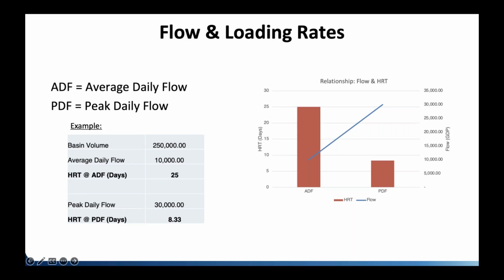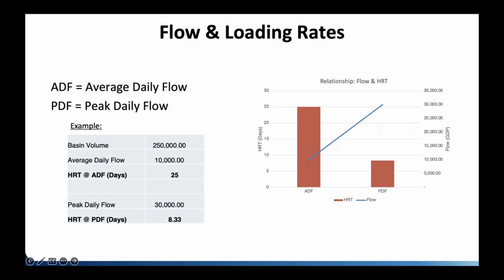Let's go back to the 10,000 gallons per day flow, okay? And you have a basin that's 250,000 gallons, okay? That's the total volume of your basin. At that flow of 10,000 gallons per day, average flow, you would have 25 days of retention. That's good. Lagoons need retention, okay? That's great. Let's say your flow tripled because of a rain event, what we call peak daily flow.